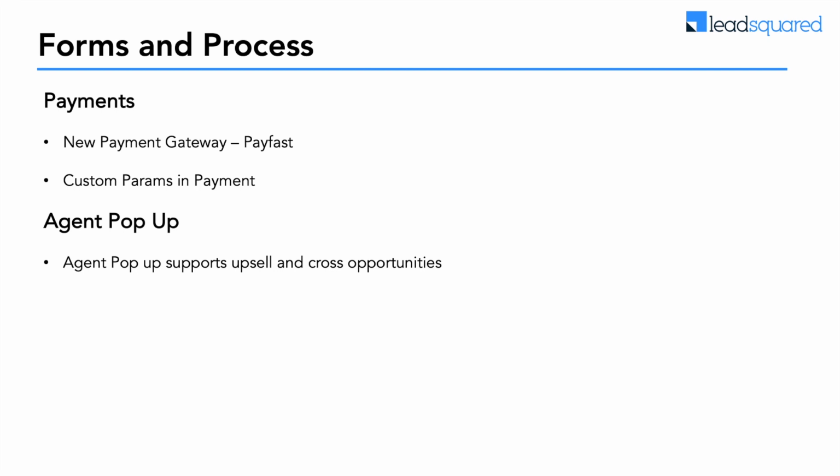Custom parameters in payments is a new feature that we have added. Essentially, you will be able to pass mail merge values on a form directly to your payment gateway provider, so that you will be able to have a better reconciliation process at your end.